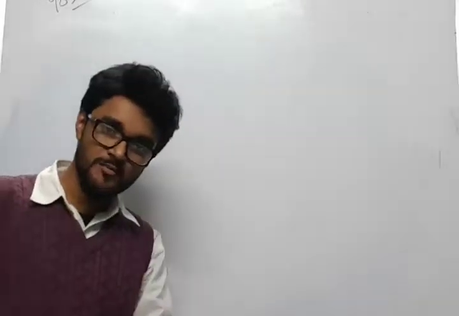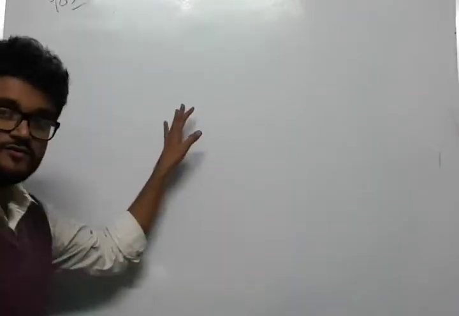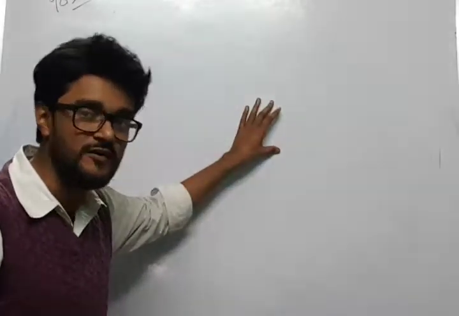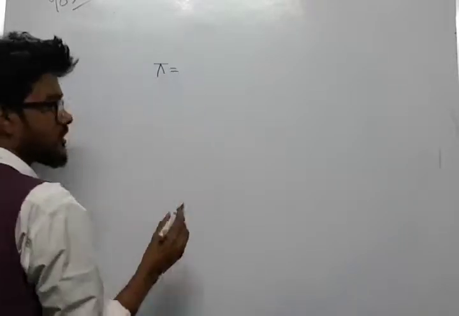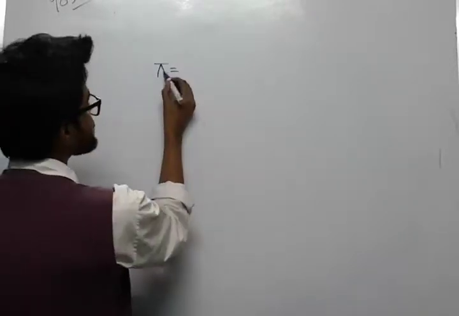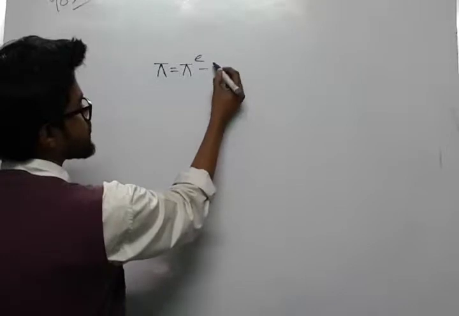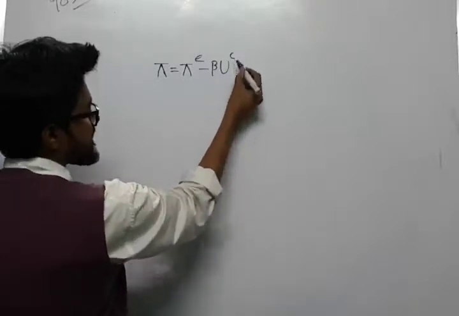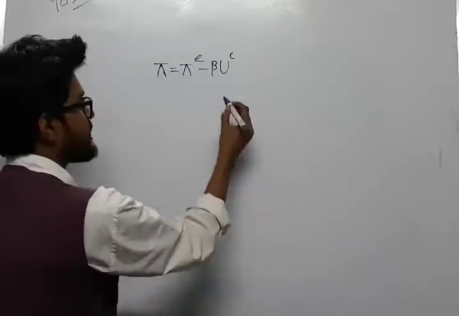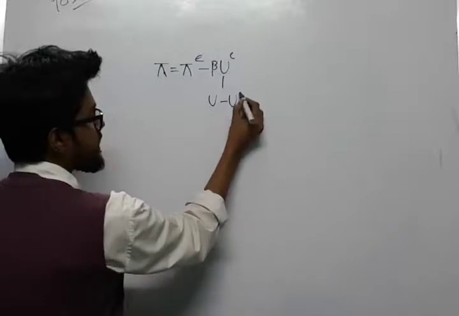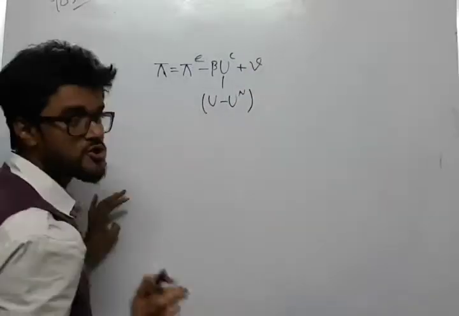In today's video, we'll talk about disinflation and sacrifice ratio. Before getting into that, first we have to write down the basic equation of the Phillips curve. Phillips curve shows that the inflation rate depends on the expected inflation rate and is negatively related to cyclical unemployment, which is the deviation of actual unemployment from its natural level, that is U minus UN, and another term which is supply shock.